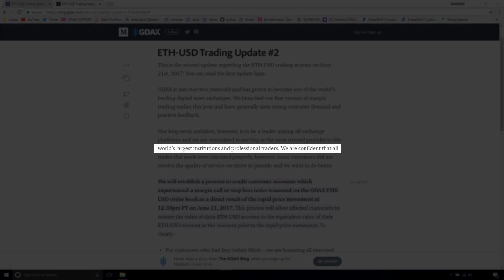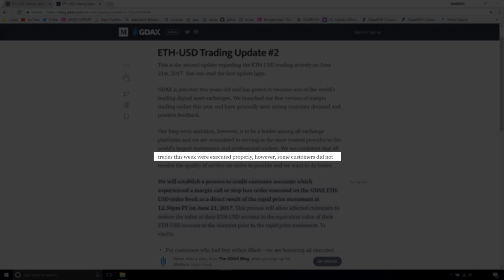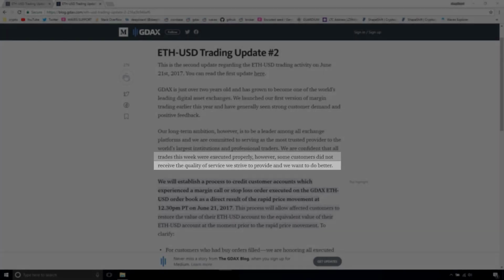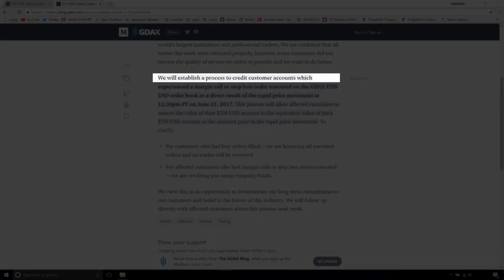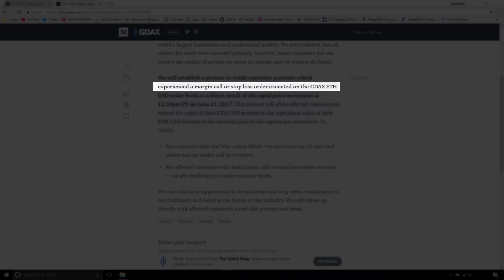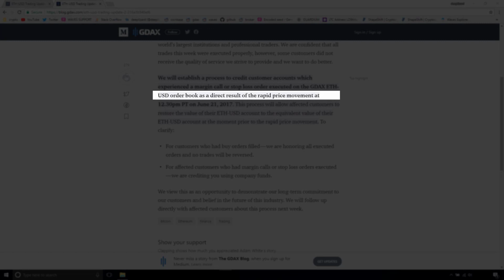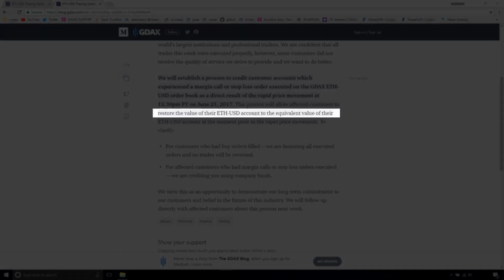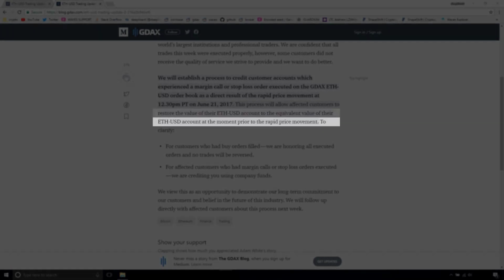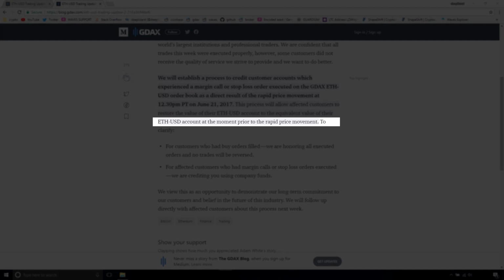We are confident that all trades this week were executed properly. However, some customers did not receive the quality of service we strive to provide, and we want to do better. We will establish a process to credit customers' accounts which experienced a margin call or stop-loss order executed on the GDAX ETH order book as a direct result of the rapid price movement at 12:30 p.m. Pacific time on June 21st, 2017. This process will allow affected customers to restore the value of their ETH USD account to the equivalent value of their ETH USD account at the moment prior to the rapid price movement.